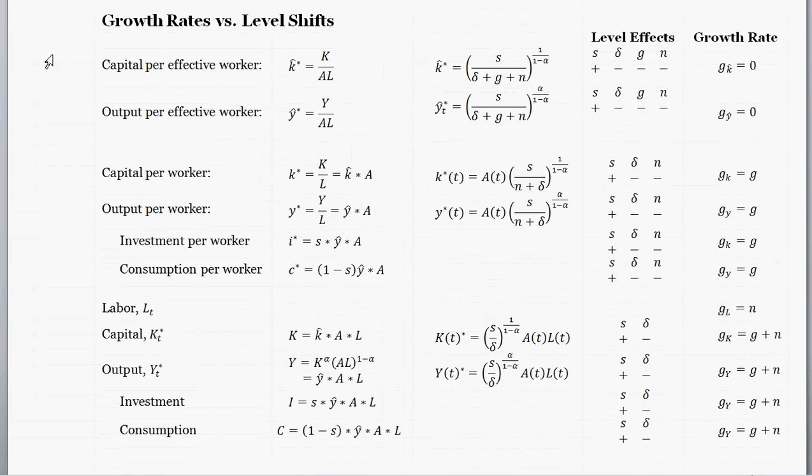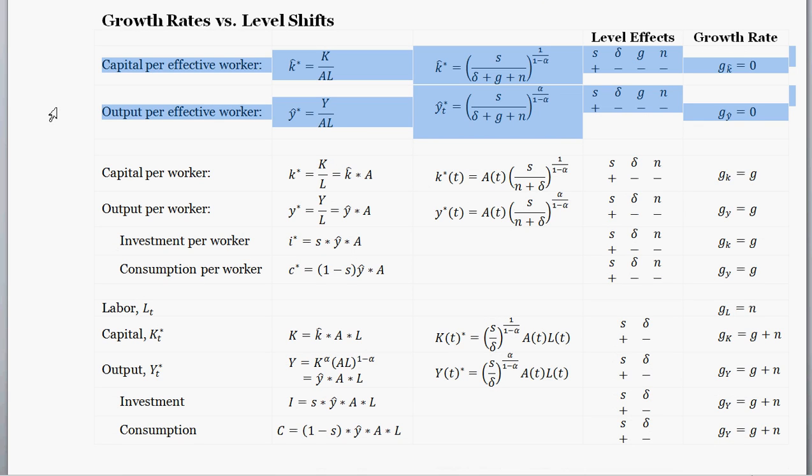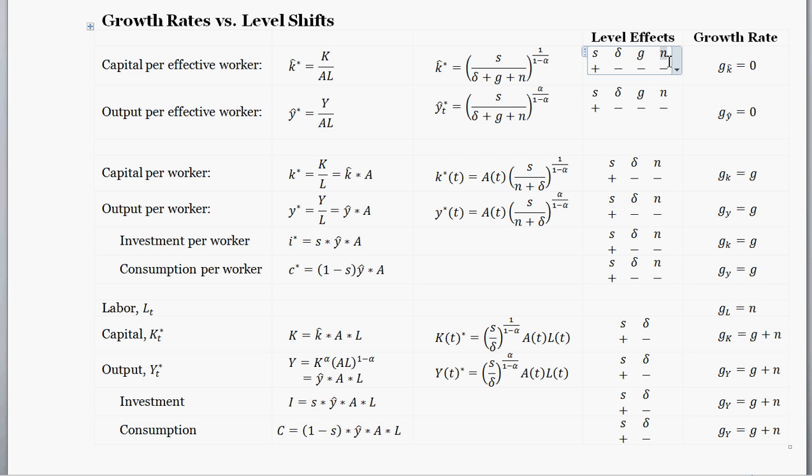This chart summarizes, for each key variable, what shifts growth rates and what shifts levels. Capital per effective worker, we just walked through. The growth rate is 0. It's at a steady state in the version of the model we're looking at, and we've changed population growth. So when population growth goes up, this level shifts down.